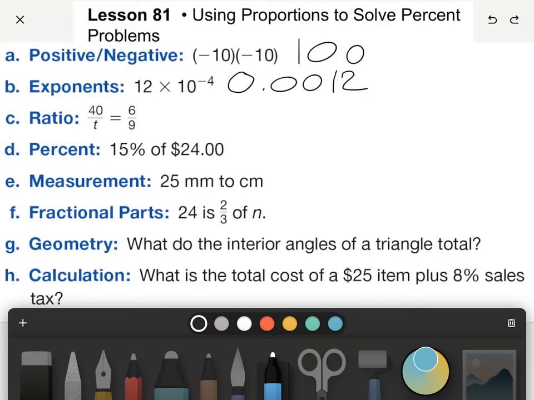Then, looking at this, there are a couple ways you could go about that. You could look at this as 2/3, and then 4/6 would be equivalent. So 40/60ths would be a way. Then 15% of $24. So I could say 10% is $2.40 plus $1.20 for the other 5%. That would get me $3.60.